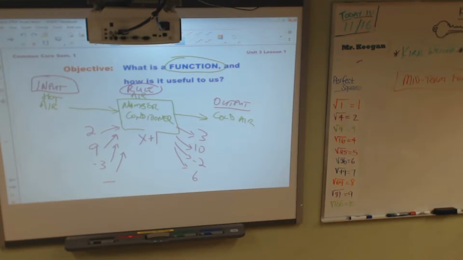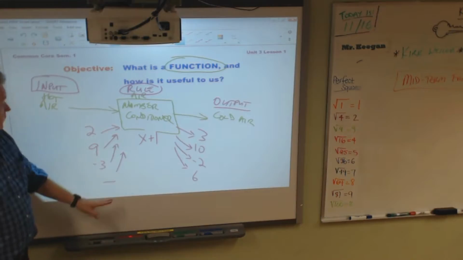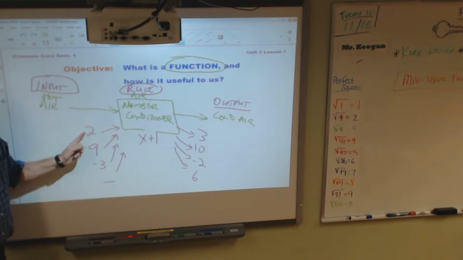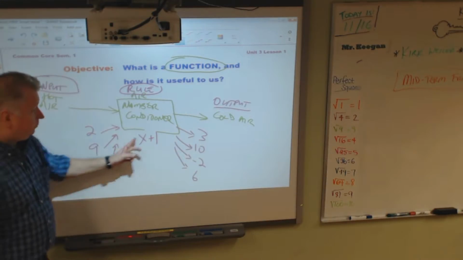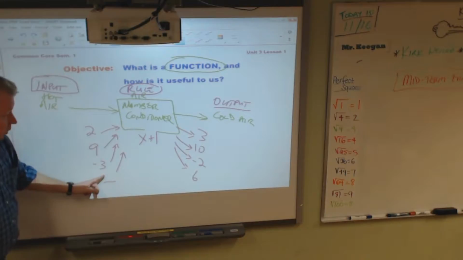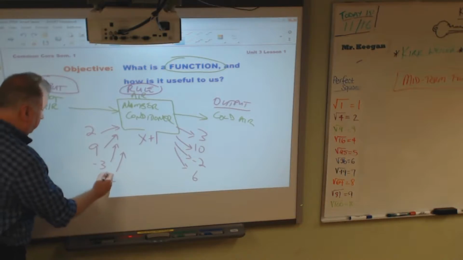All right, it's x plus 1. Whatever number you put in, it's adding 1 to it, right? 2 plus 1 is 3. 9 plus 1 is 10. Negative 3 plus 1 is negative 2. So what number goes here? Good.